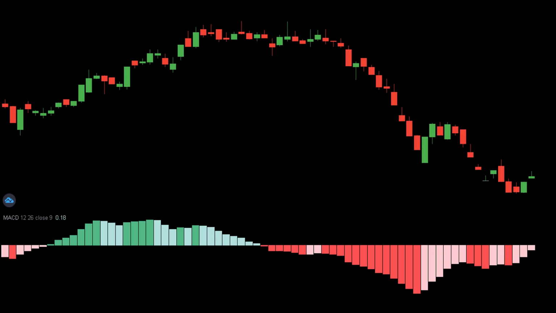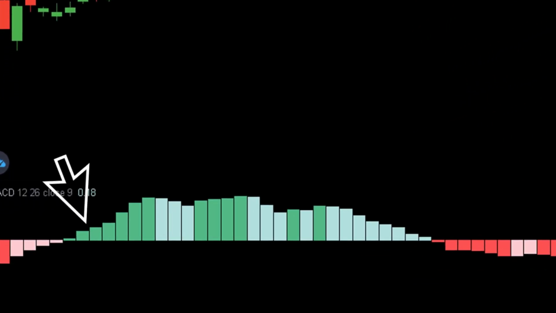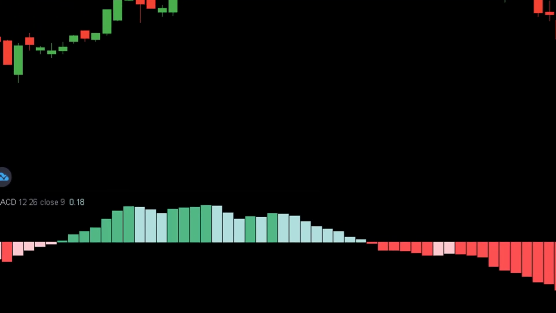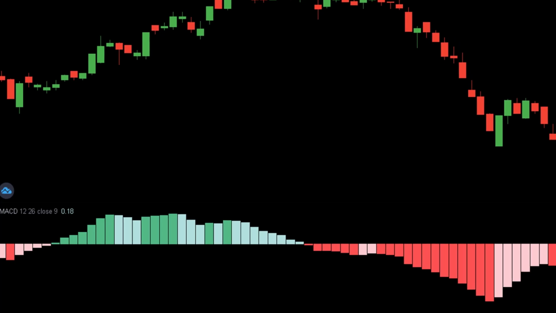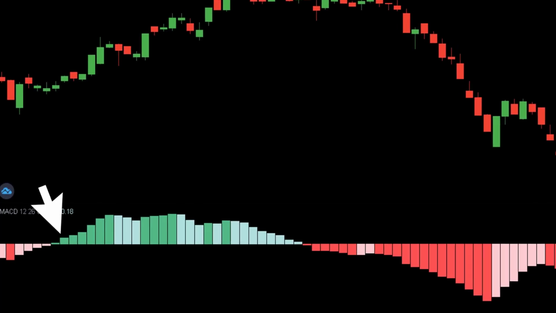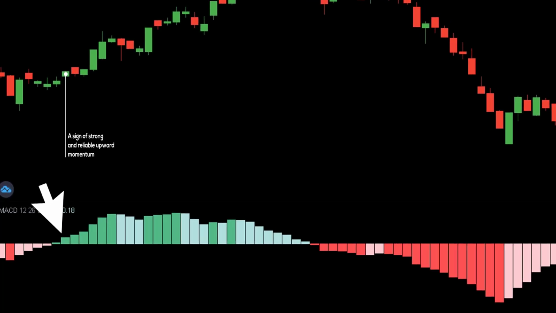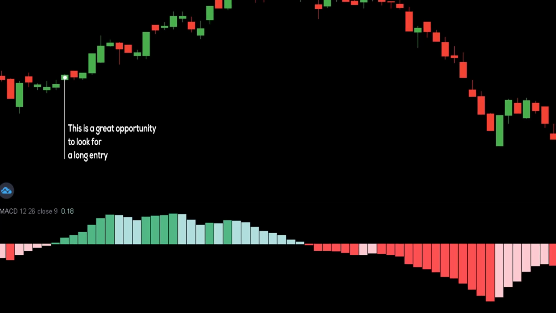Some charting platforms make histogram changes more visual by using solid and faded colors. Solid colors appear when the histogram is expanding, and faded colors show when it's shrinking. At the start of a bullish trend, you might see 2 or more solid green bars with a widening histogram. This signals strong and reliable upward momentum, a great opportunity to look for long entries.